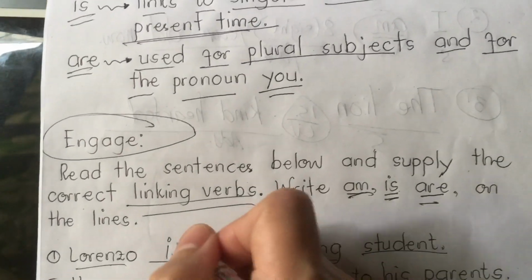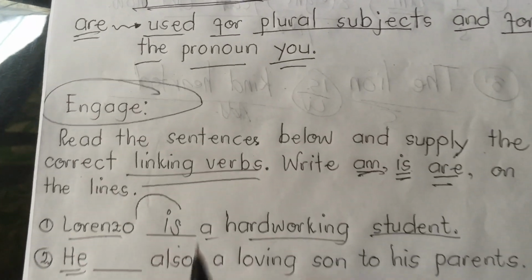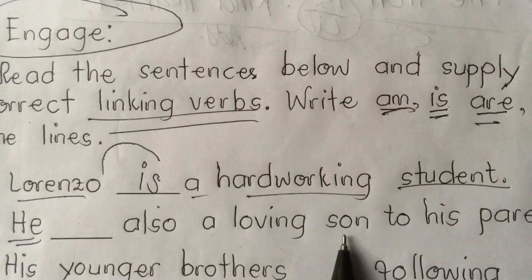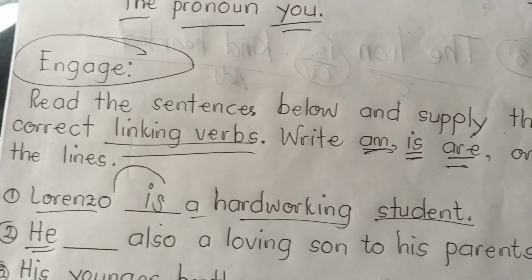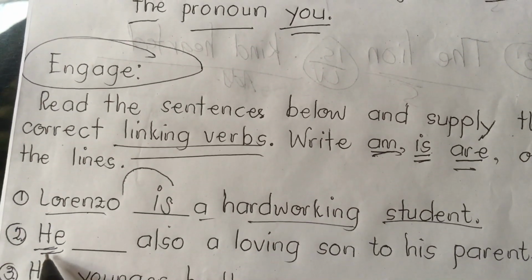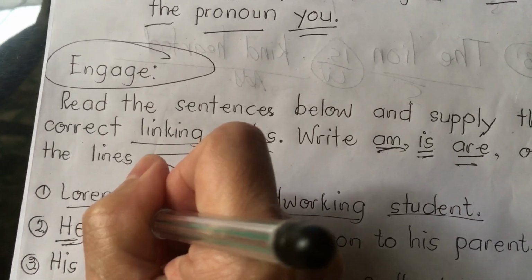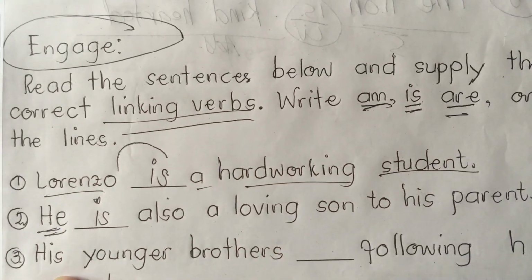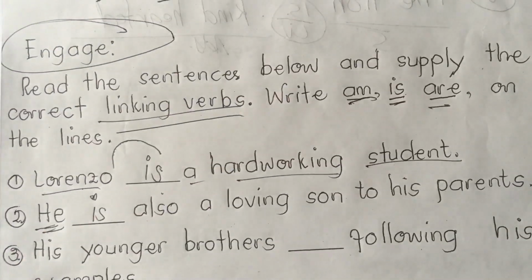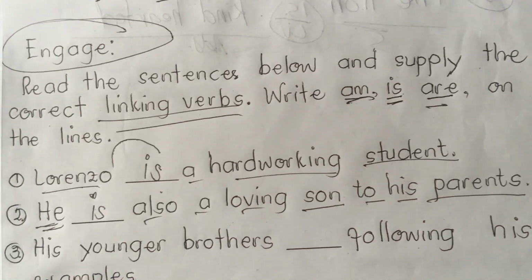We talk about Lorenzo. Next, he blank also a loving son to his parents. So this is a pronoun, he. That means we are going to talk about only one. So we're going to write is. He is also a loving son to his parents.